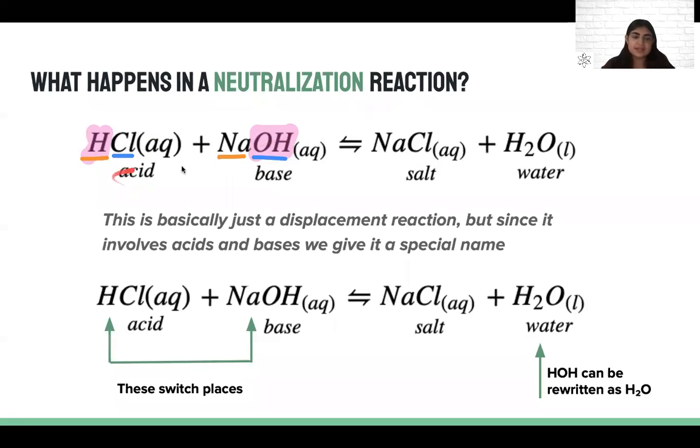And then here we can see that for the products, the H and the Na just switch places, and that gives us NaCl and HOH. But HOH can just be rewritten as H2O because the subscript means that there are two H's, and this is basically just water. So again, neutralization reactions are basically just displacement reactions, but we give them a special name because acids and bases are extremely important in chemistry. And these reactions in general are just extremely important in chemistry.